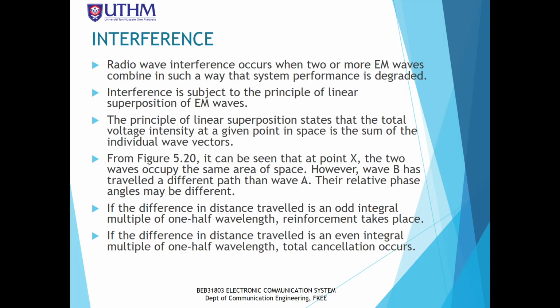Kemudian interference. Interference ni gangguan daripada gelombang yang mempunyai frekuensi yang sama dengan frekuensi transmission. Contoh, kalau saya transmit signal pada frekuensi 100 MHz and you also transmit signal at 100 MHz, so both signals will be mixed up. So apa yang berlaku kalau signal itu mix up, maka receiver tidak dapat membezakan antara signal daripada saya dan juga signal daripada kamu, kerana signal itu sudah bercampur.